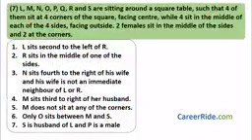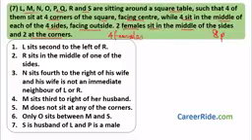Question number 7. L, M, N, O, P, Q, R and S are sitting around a square table such that 4 of them sit at 4 corners of the square facing center and 4 sit in the middle of each of the 4 sides facing outside. 2 females sit in the middle of the sides and 2 at the corners. Now here they have given there are how many people? There are 8 people. Out of that, 2 females sit in middle of the sides and 2 at corners. That means there are 4 females for sure. There may be 5 females, 6 females, or all 8 might be females, but 4 females are there for sure.